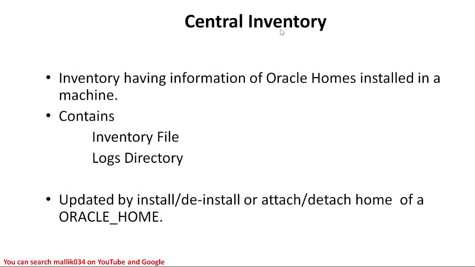Central inventory, what does it contain? The inventory has information about the Oracle homes installed on this machine, like the GI home, what your GI home version is, what your GI home location is, and what your database home location is. Everything is going to be contained in this inventory. And what are the contents of that inventory location? In the inventory directory, I can see the inventory file and the log directory, which I'm going to show you in a few minutes.